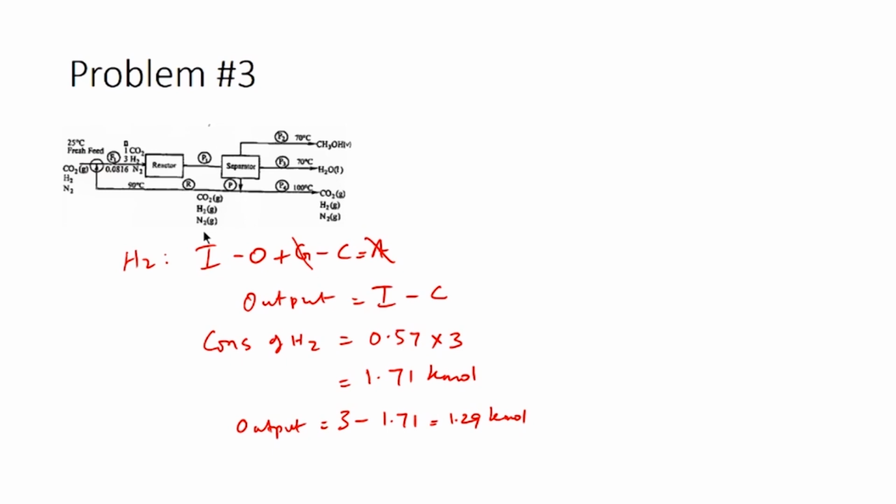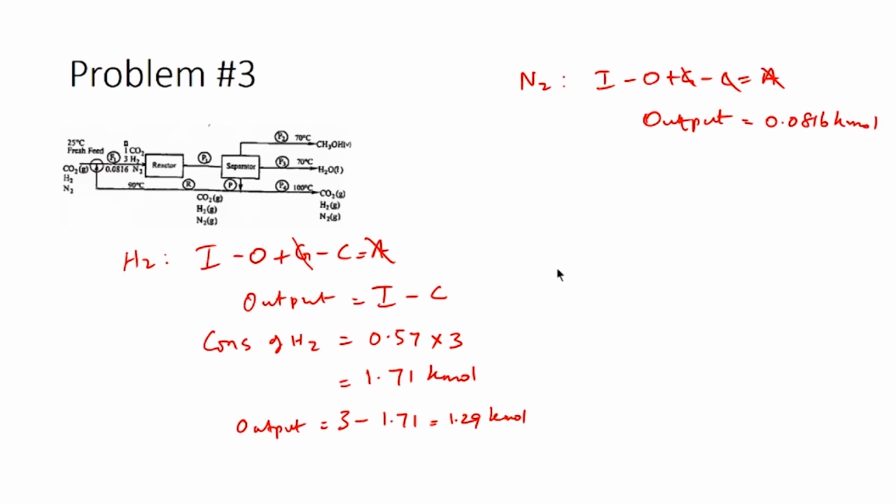We now need to identify how much nitrogen is actually leaving the system. Nitrogen does not take part in the reaction. So, the nitrogen balance, which initially would be input minus output plus generation minus consumption equals accumulation, can be simplified as input equals output, because at steady state accumulation goes to 0, and as it is not taking part in the reaction, generation and consumption would also be equal to 0, giving us nitrogen output the same as input, which would be 0.0816 kilomoles.